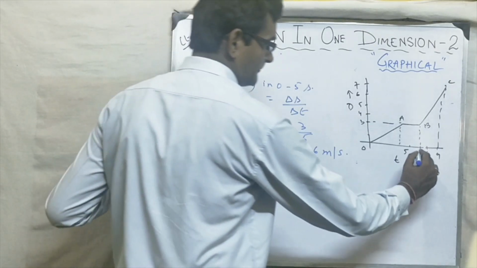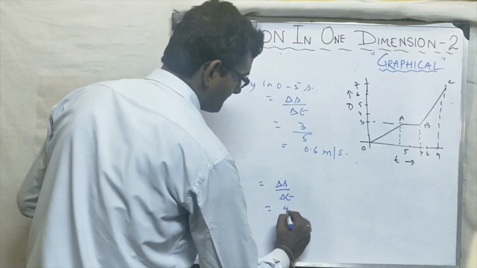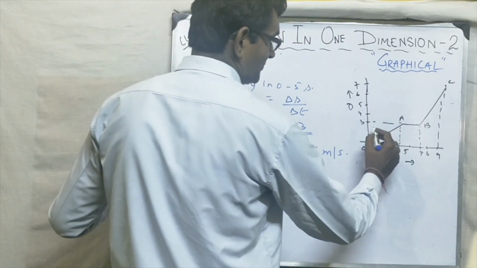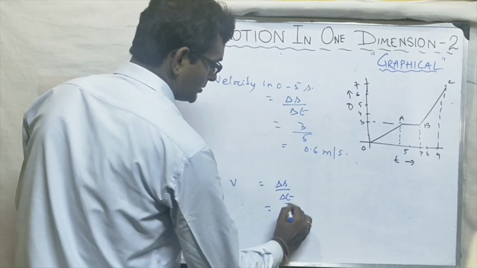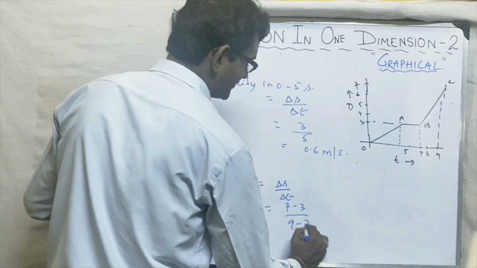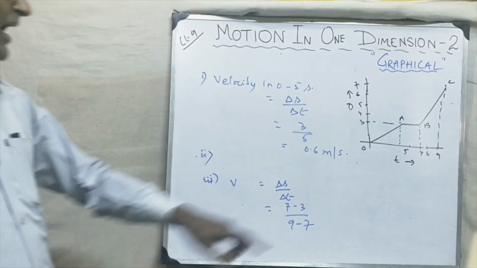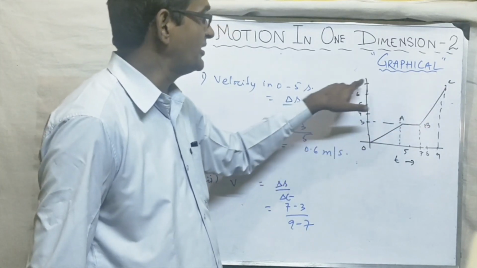So what is del S? Tell me, what is del S? Sorry, del S will be what? 7 minus 3, and this is 9 minus 7. Understood? See, at B the displacement was 3 and at C the displacement is 7.